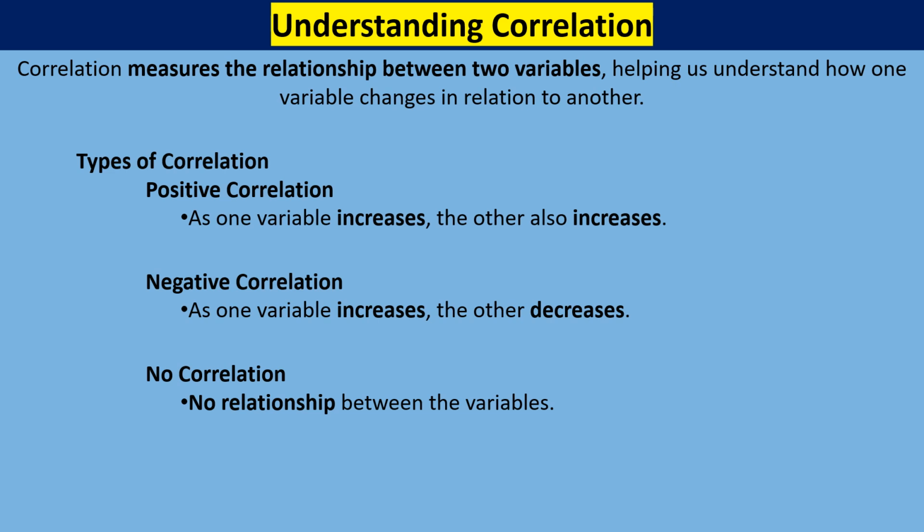No correlation: no relationship between the variables. If there is no correlation, changes in one variable have no effect on the other. An example is your shoe size and IQ, completely unrelated.